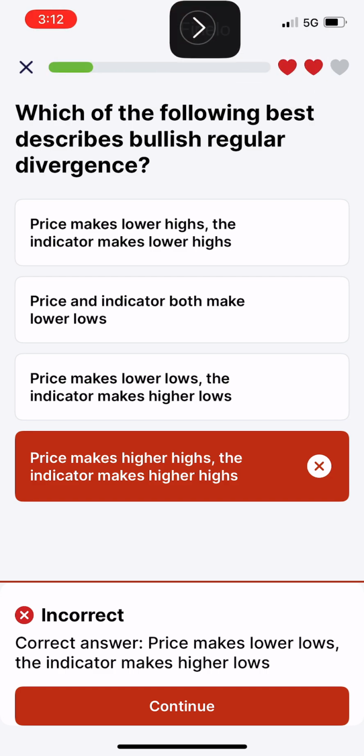Which of the following best describes bullish regular divergence? Price makes lower highs. The indicator makes lower highs. Price and indicator both make lower lows. Price makes lower lows. The indicator makes higher lows. Price makes higher highs. The indicator makes higher highs. Incorrect. Correct answer: price makes lower lows. The indicator makes higher lows.